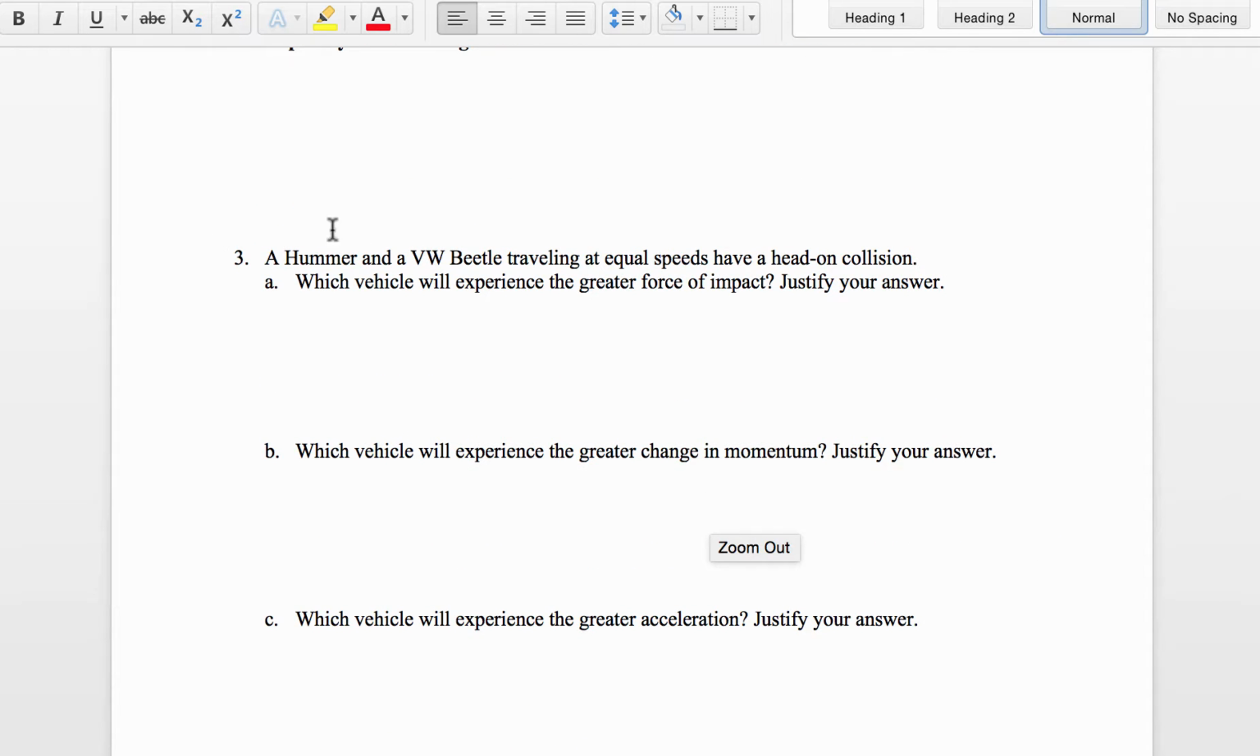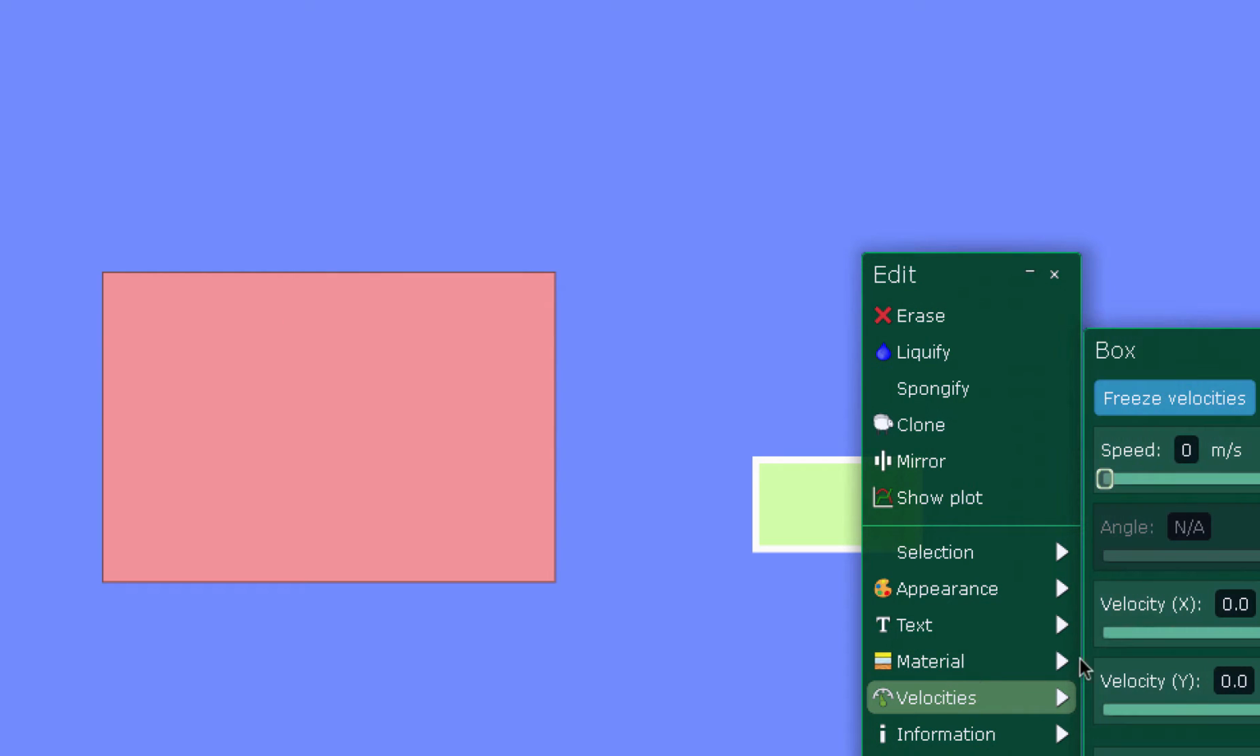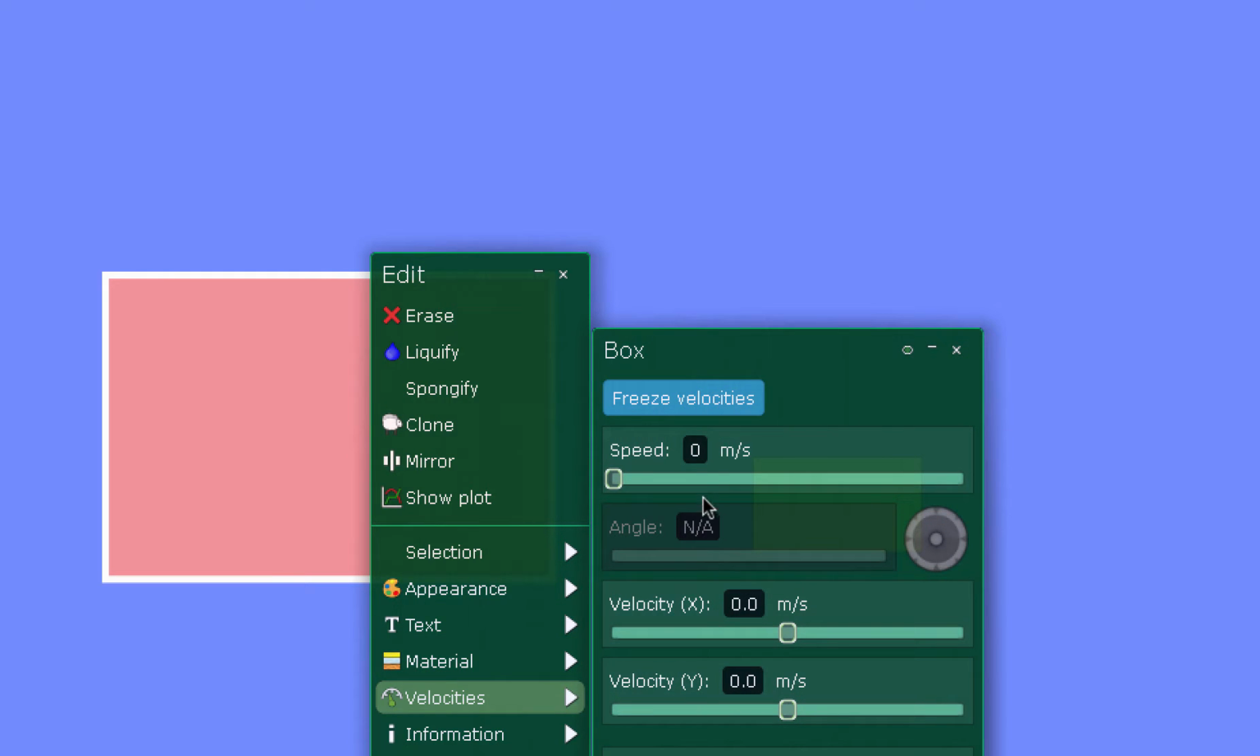Okay. A Hummer and a VW Beetle, Charlie speeds, have a head-on collision. This is all conceptual, so I'm just going to talk about it. We could use numbers, we could make up numbers if you want, but basically we have a big object and a small object. And I'm going to give this an initial velocity of negative 1, and this one an initial velocity that's also 1.